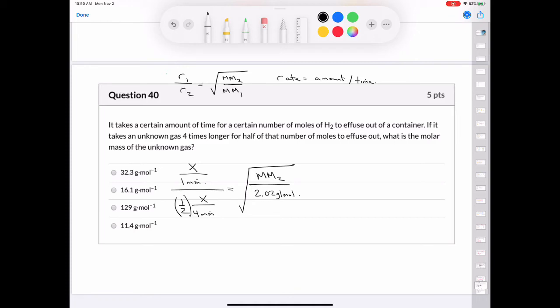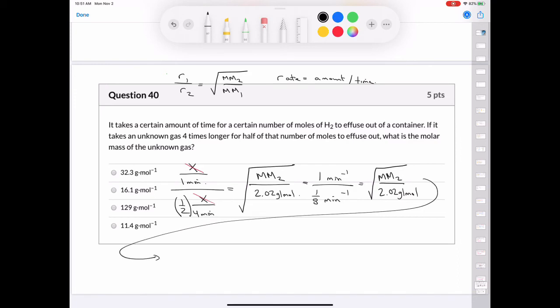Now it's just a matter of some algebra. Hopefully you can see that the number of moles of each of the gases cancel out. And when we simplify this, we end up with 1 reciprocal minutes divided by 1/8 reciprocal minutes is equal to the square root of the molar mass of our unknown gas divided by 2.02 grams per mole. Well, if we simplify that a little bit further, what do we see?